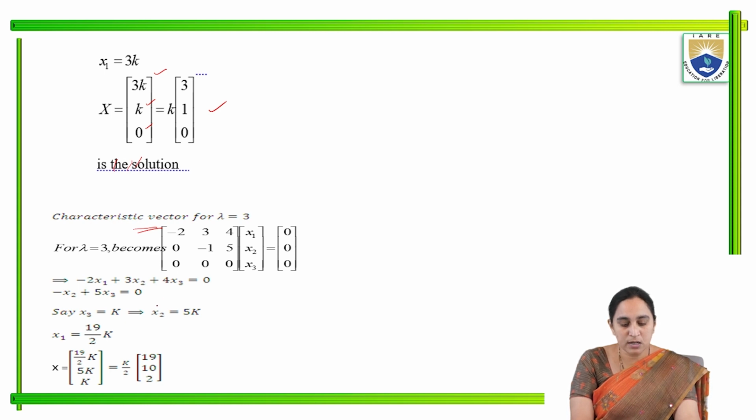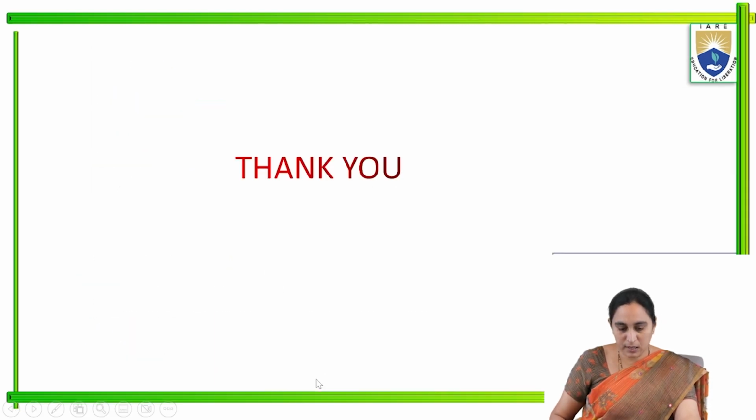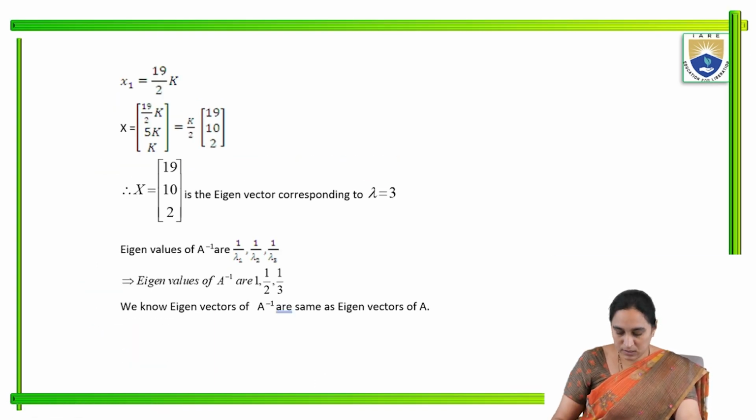After solving this directly, we don't know exactly any value of either x1 or x2 or x3. For that case, we have to assume one as an arbitrary constant, x3. Substitute in the above equation. From that, we get x2 is equal to 5k. Here we know x3 and x2, and substitute these two in the above equation. From that, what about x1? 19 by 2 into k. Therefore, what about the corresponding eigenvector? Write it as x1 is 19 by 2 into k, x2 is 5k and x3 is equal to k.